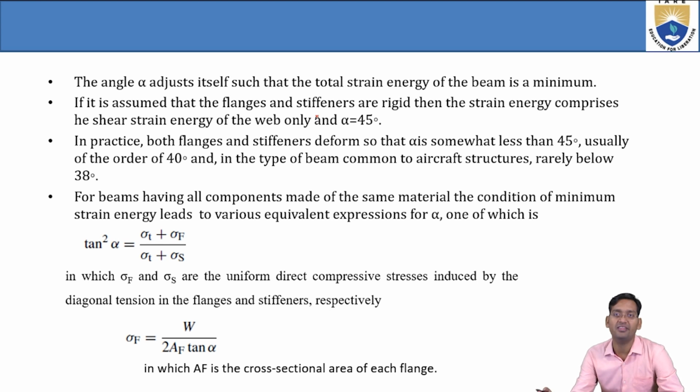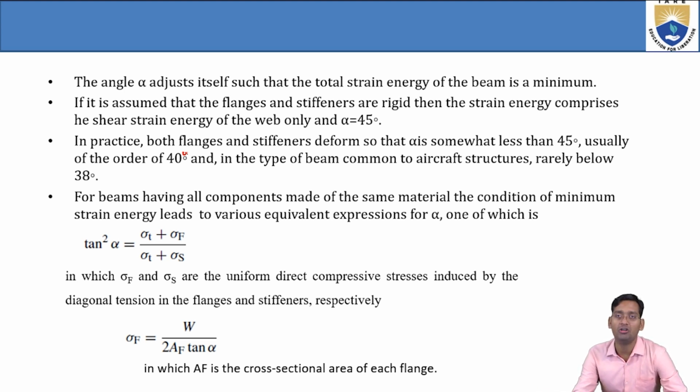In practice, both flanges and stiffeners deform, so alpha is somewhat less than 45 degrees. But in practice, what happens? It is not rigid, it has some deformation, so alpha cannot be 45 degrees. If alpha is 45 degrees, then it cannot deform. So usually alpha is of the order of 40 degrees, and in the type of beam common to aircraft structures, it is rarely below 38 degrees. So generally it is up to 40 degrees, but in aircraft structures it is adjusted down to 38 degrees.